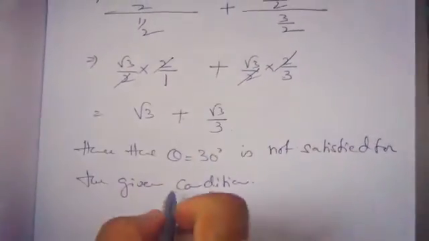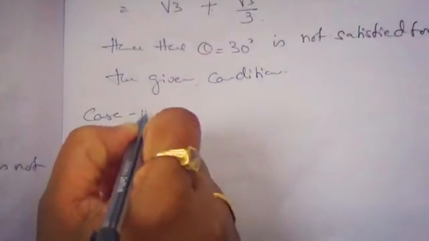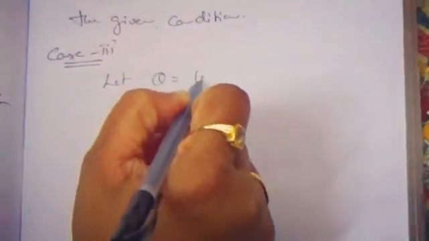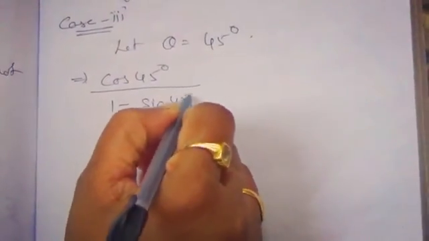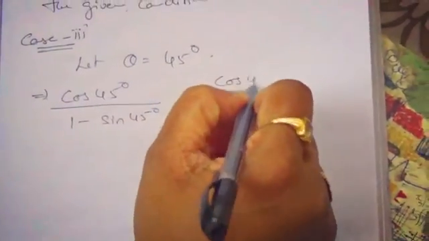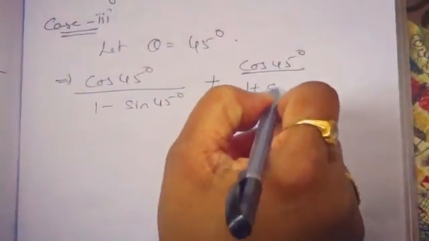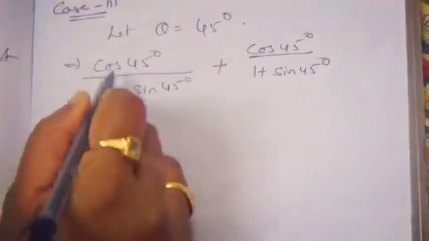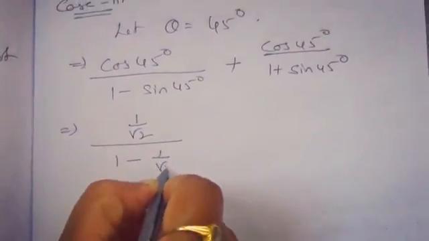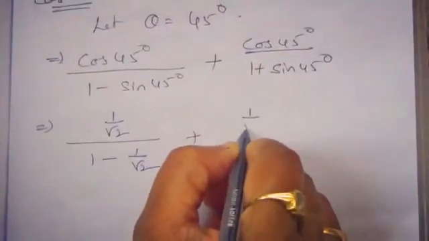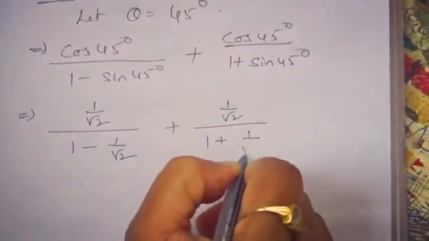4 will not come, hence it is not satisfied. So case 3. Now this time let theta be equal to 45 degrees. That implies cos 45 degrees by 1 minus sin 45 degrees plus cos 45 degrees by 1 plus sin 45 degrees. What is the value of cos 45? 1 by root 2 by 1 minus 1 by root 2 plus cos 45, 1 by root 2 by 1 plus 1 by root 2.